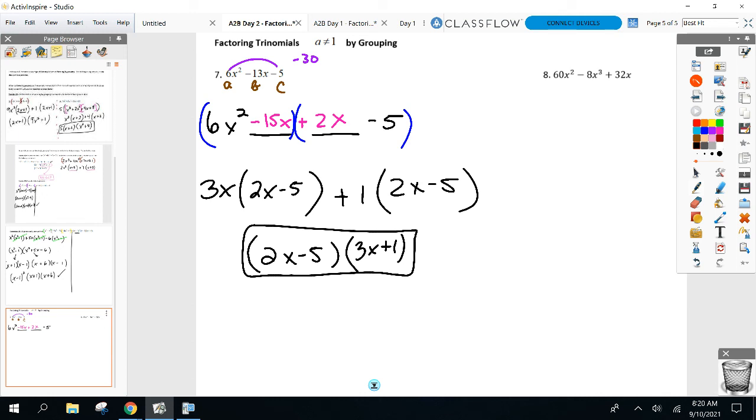Congratulations. So all that this is now is taking the middle term and splitting it up into 2 terms, so I can group.